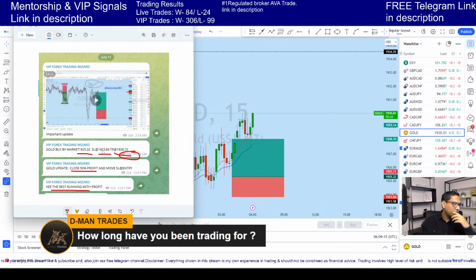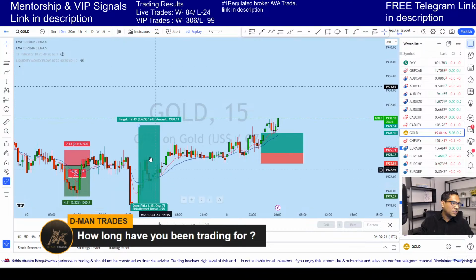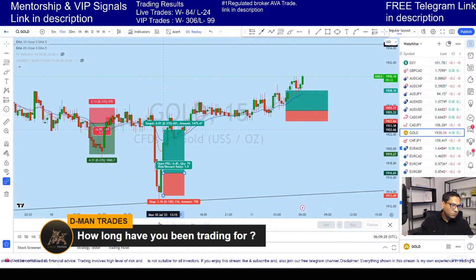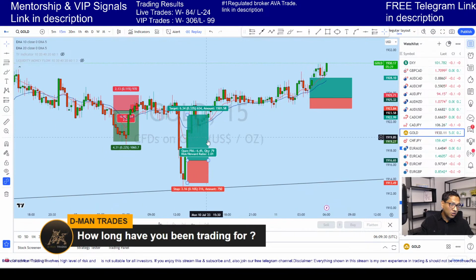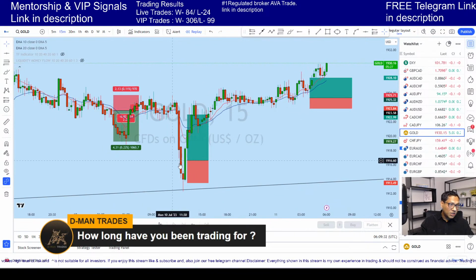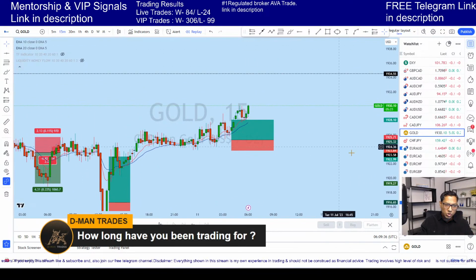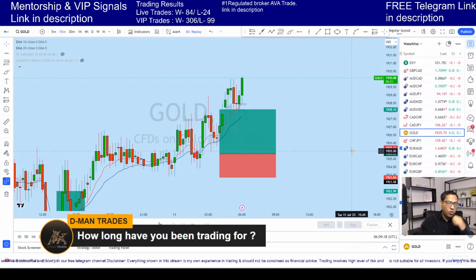We bought here, stop loss below this 1923, TP target at 1928, which has given us the full profit on this one, after yesterday's massive trade on gold here during the London session time, during the New York session time. And also yesterday 2 trades, both of them winner. Today 1 trade also winner, and I'll look for more.